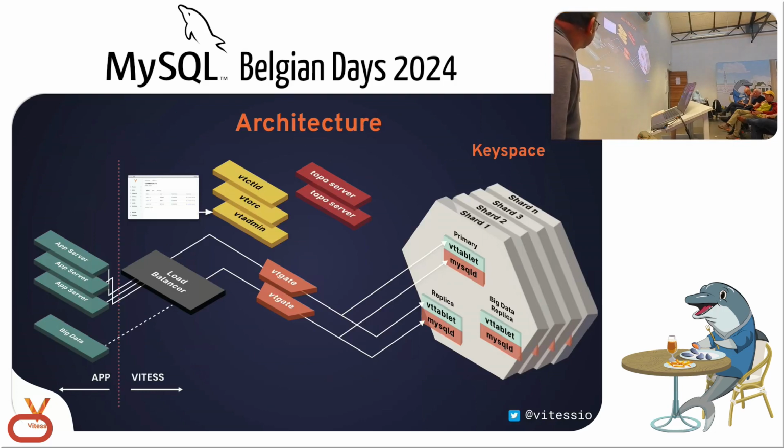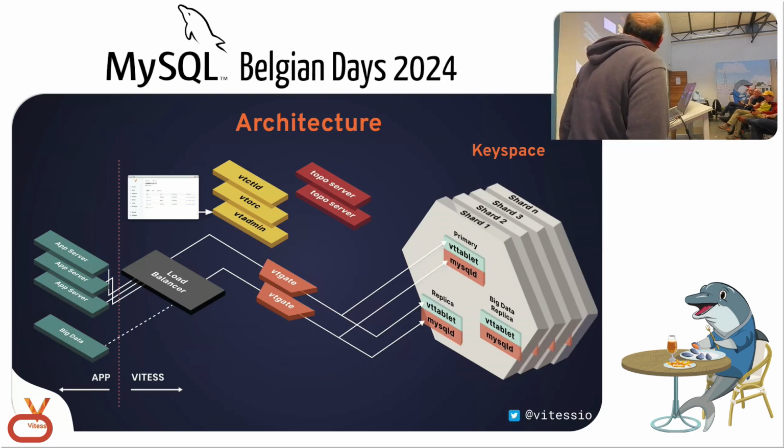The application talks to Vitess via VTGate, which is a proxy. VTGate talks MySQL. It takes the query, decides where it needs to route it to, and if required, does some aggregation, collects the results, and sends it back to the client. It discovers the topology using a topo server like etcd or ZooKeeper.